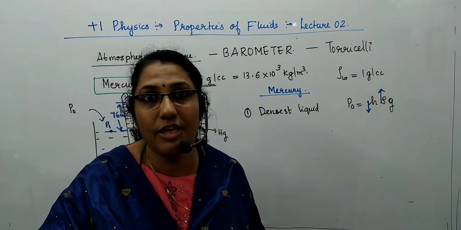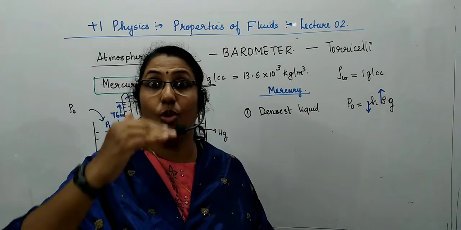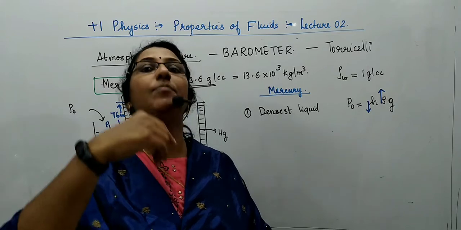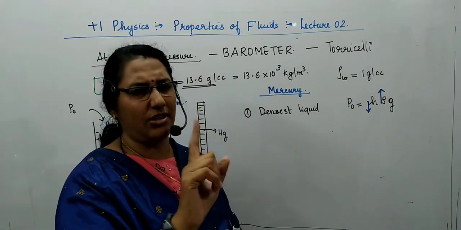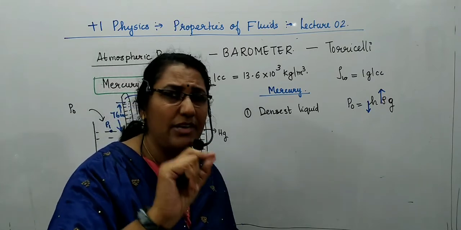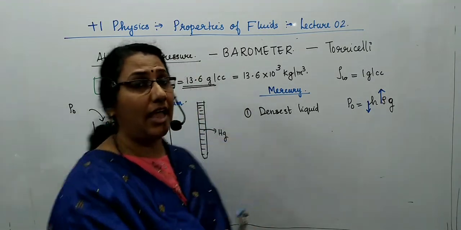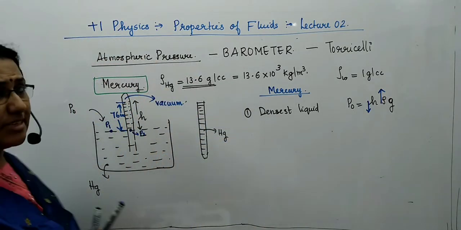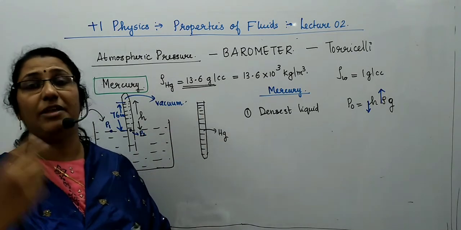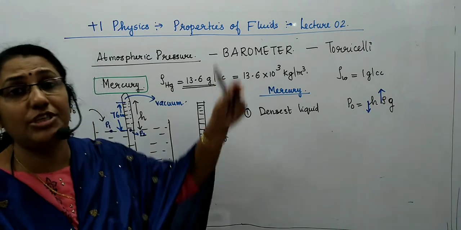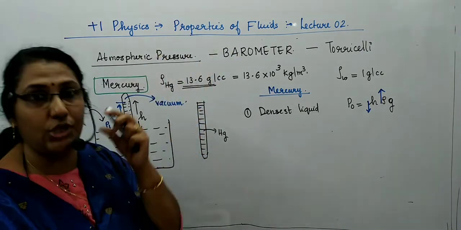The height of the tube required for the water to rise up is 13.6 times larger than that of this tube. That is, the height may rise up to 10 meters, 11 meters, 12 meters, 30 meters. And you have to take a tube that much length.